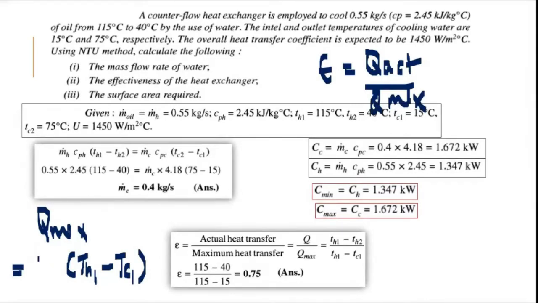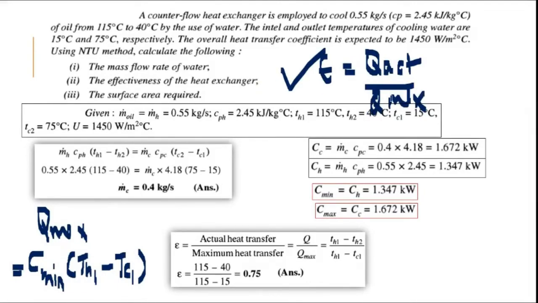Which heat capacity should I use? CH or CC? Should I use the maximum of those two or the minimum of those two? Minimum, sir. We took the example of exchange of money. One can give 1000 rupees, one can take 800 rupees. So the maximum exchange possible will be 800 rupees only, because the other fellow cannot take more than 800 rupees. So Q max can be written as C min multiplied by TH1 minus TC1. This we discussed when we were talking about effectiveness.